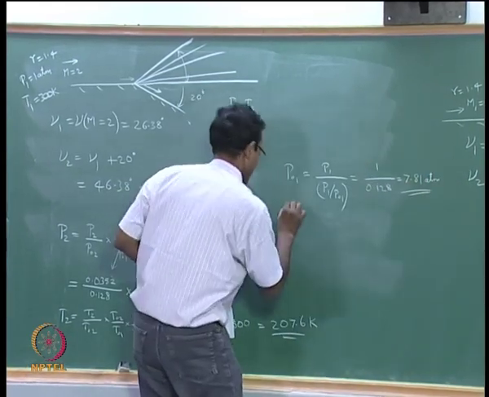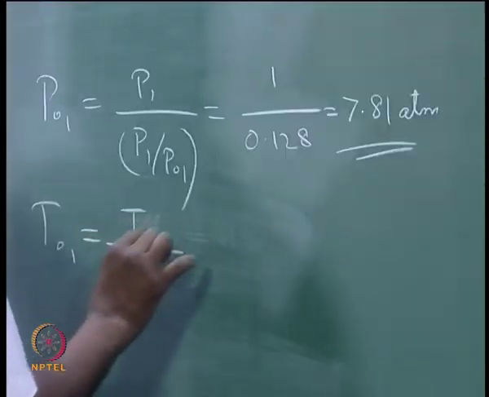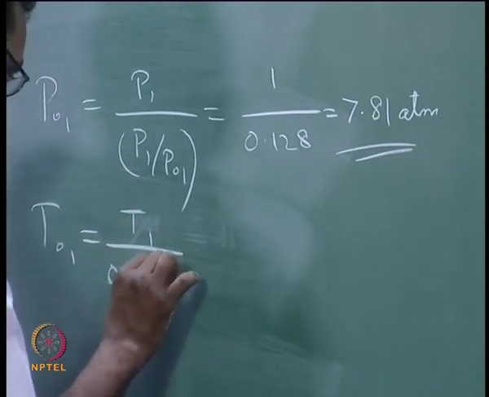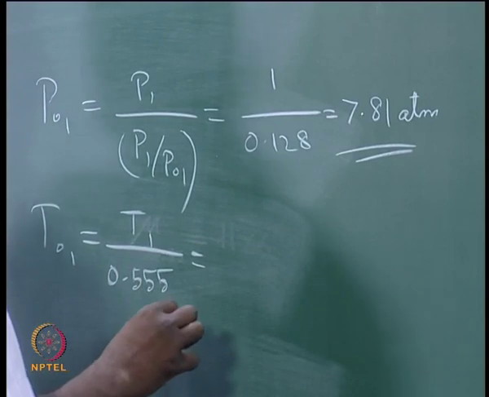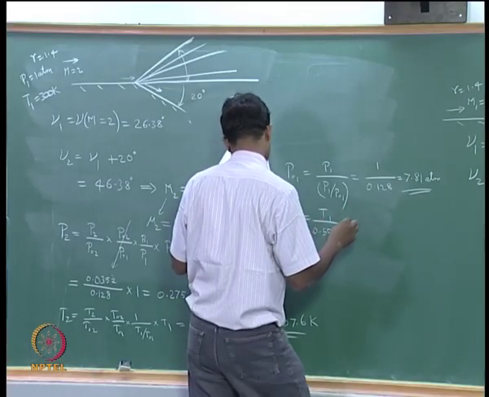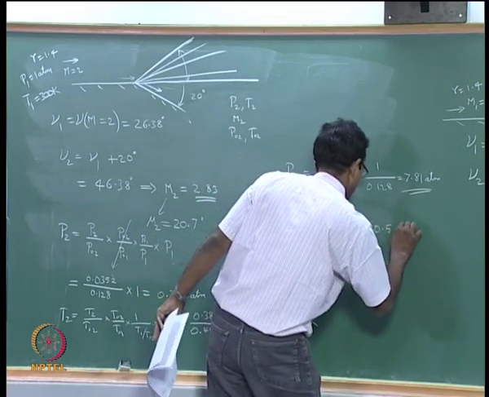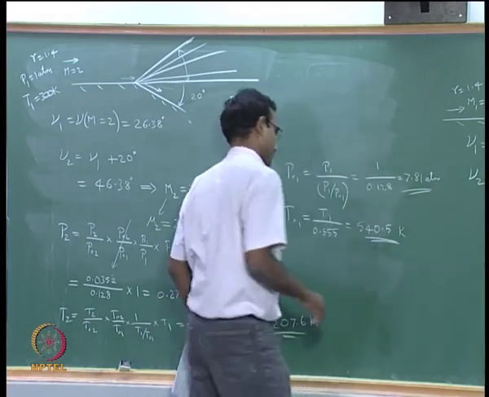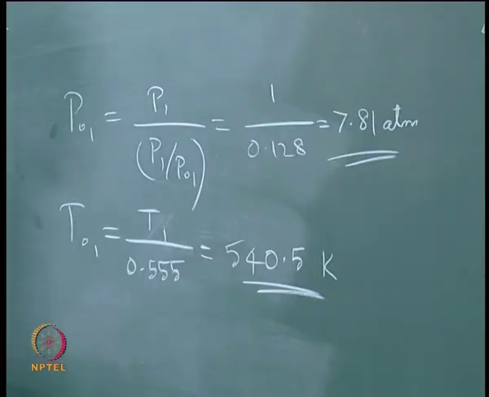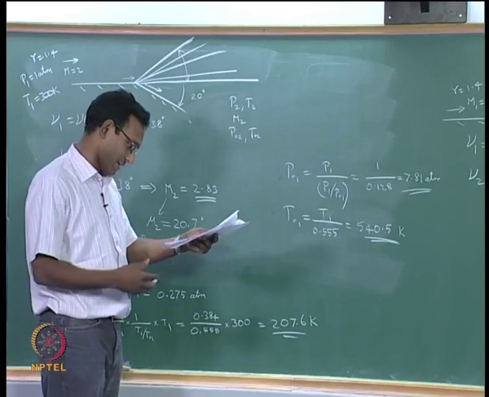Okay. And a similar thing for T01: T1 divided by that ratio, which is 0.555. So, I have to multiply this with 300. So, 300 by 0.555, that number is 540.5 Kelvin. Okay. And of course, P02 is equal to P01, T02 equal to T01. So, now I have solved this full problem of expansion fan. Any other property I want, I can find.